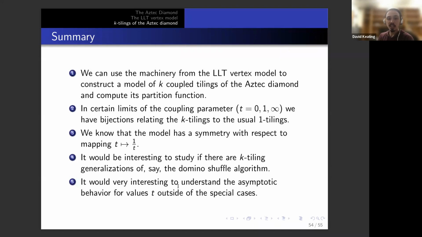It'd be interesting to understand asymptotic behavior in the values outside of these special cases, and also to see what tools from the normal Aztec diamond still carry over to the k tilings. Like, would the domino shuffle algorithm, is there a k tiling generalization that is still nice? Yeah, things like this I would be interested in knowing the answers to.